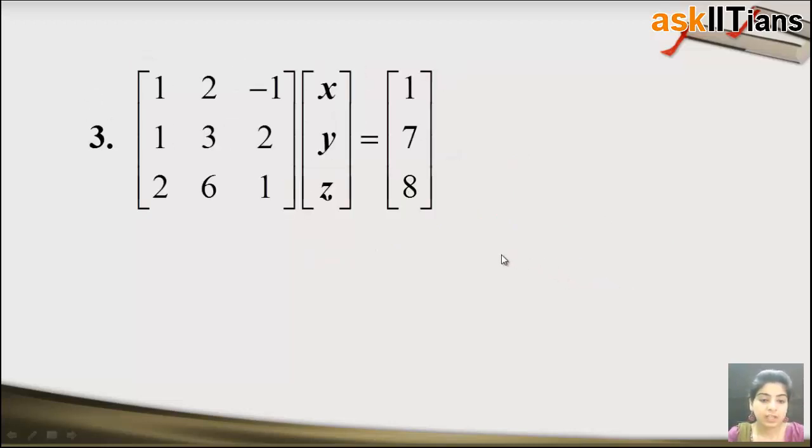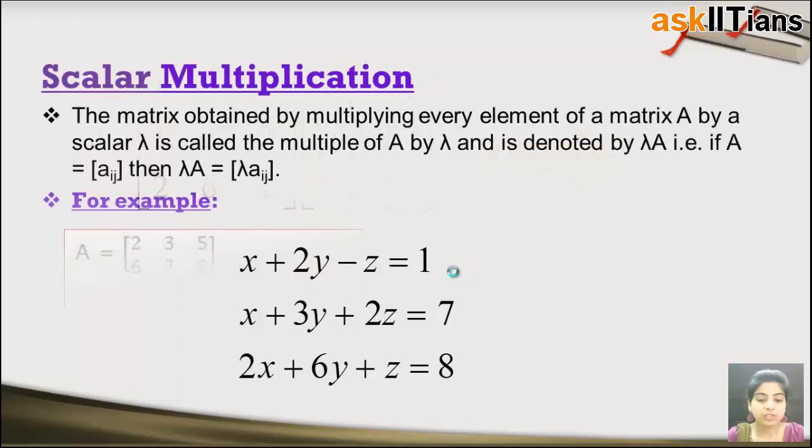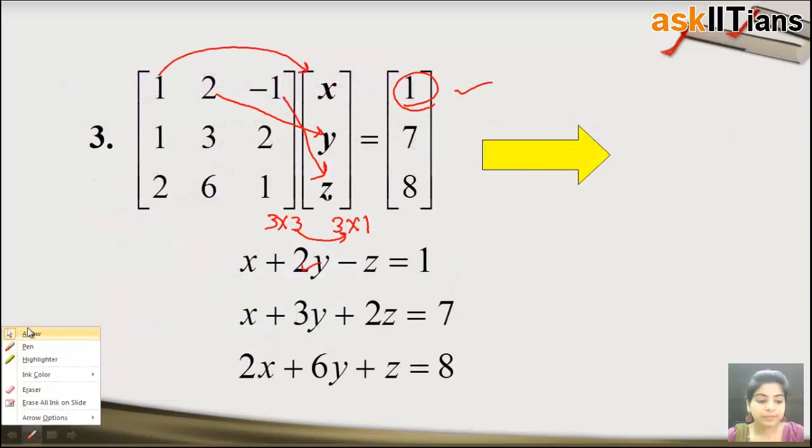Next, I have got another example. So again, this is quite simple. The order of the matrices is 3 rows, 3 columns, and 3 rows, 1 column. We can multiply them. So this will be 1 into x plus 2 into y plus minus 1 into z, that will be equal to this entry. So here we'll get these 3 equations. This is quite simple. The first equation is x plus 2y minus z is equal to 1. Similarly, you can get these 2 equations as well.